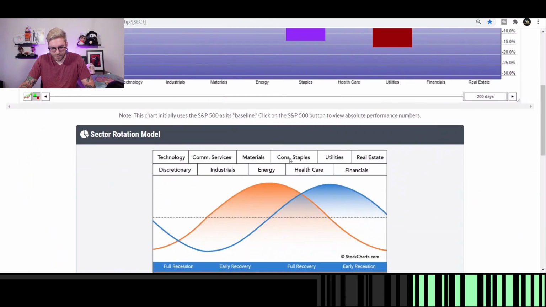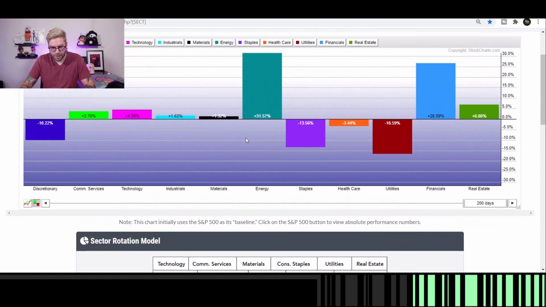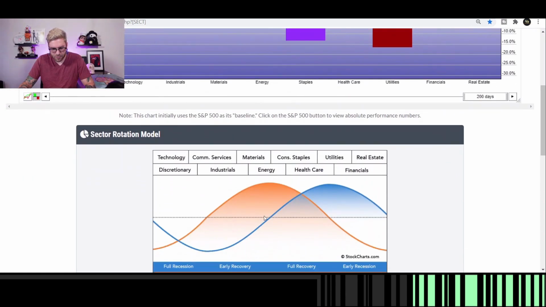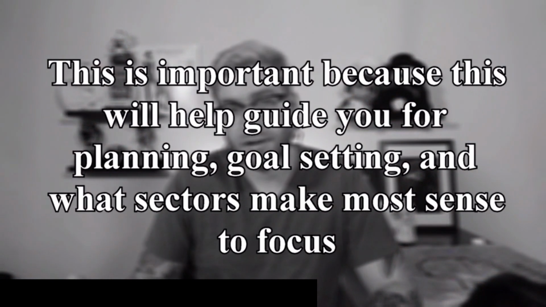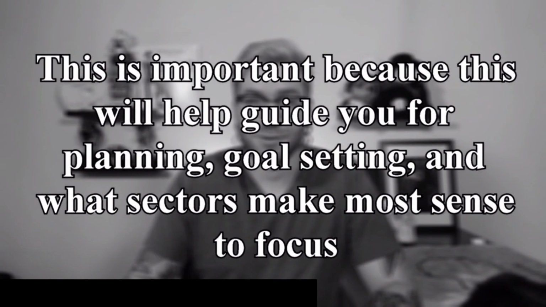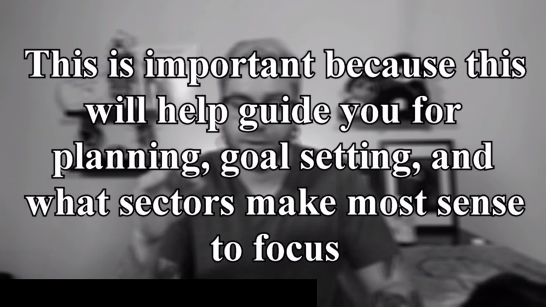Materials isn't bad. Staples are getting hammered. Healthcare is not bad. So again, these are all green. So we're probably somewhere over here, right? We're probably near comm services, industrials, materials, energy, doing pretty good. We're probably right about here. This matters because now we can pinpoint what sectors are going to be doing the best, which we'll get to later in this lesson, and also which ones to avoid.